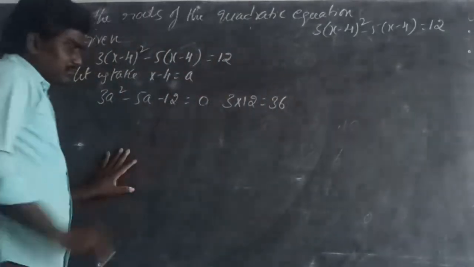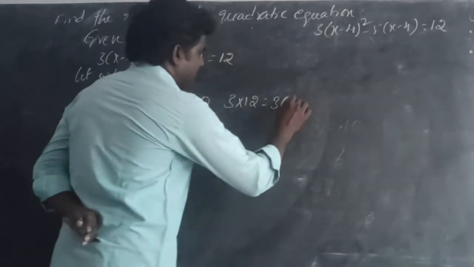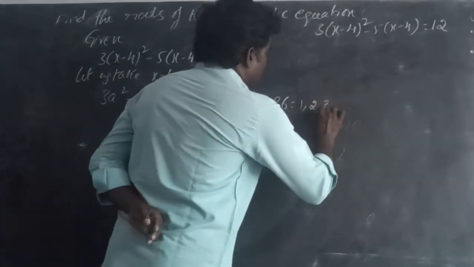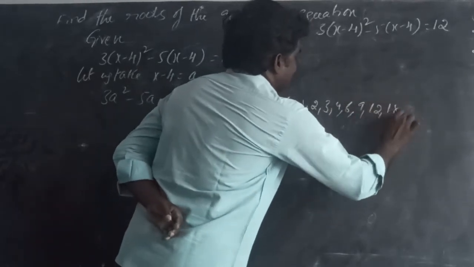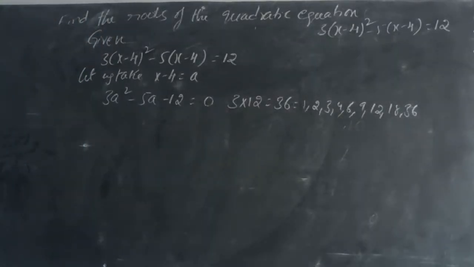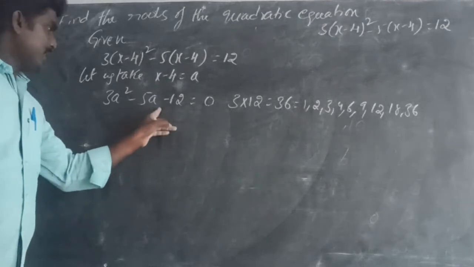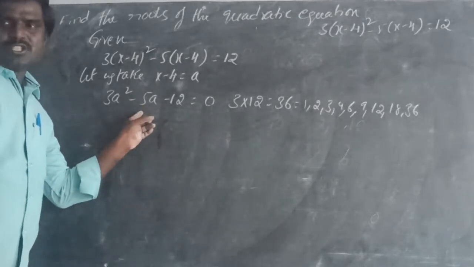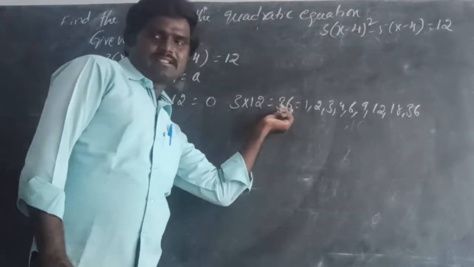is 36. What are the factors of 36? 1, 2, 3, 4, 6, 9, 12, 18, 36. Among these factors of 36, we take any two factors whose sum or difference gives the middle coefficient. Here the coefficient is 5. So which factors do we take? Their product must also be 36.